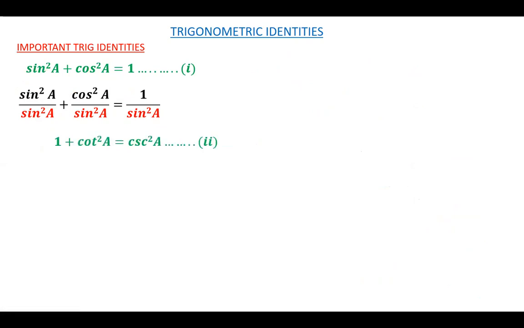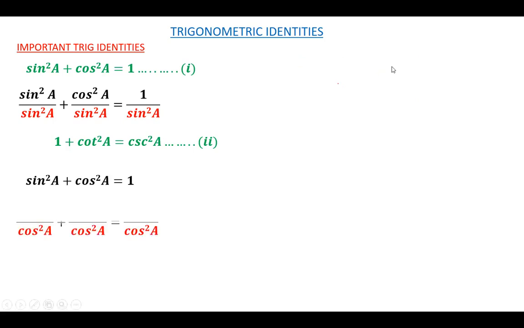So this is what I was just trying to explain. Then you should also understand that cosec A can also be abbreviated as csc A. Just write CSC. So cosec.